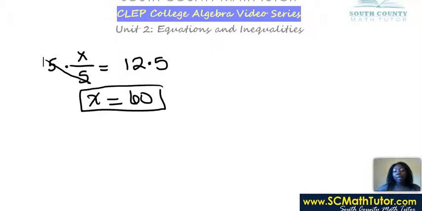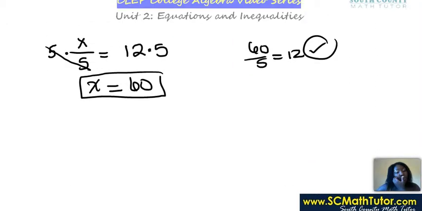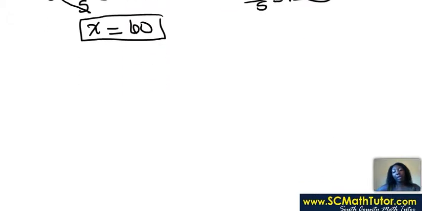Okay, and you can check that. 60 divided by 5 is 12. So this is correct. Alright, so those are simple solving equations. Now I'm going to make it a little more complicated. Okay, so I'm going to move it up one level by introducing parentheses.